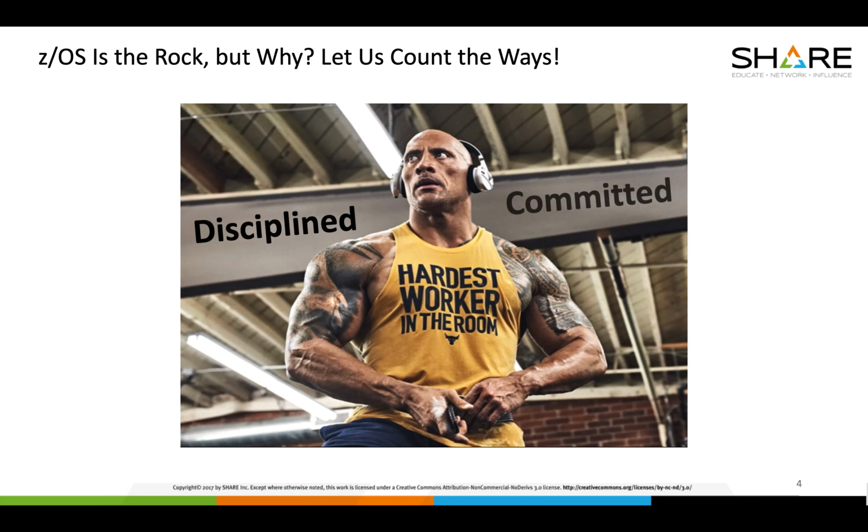And so much like Dwayne Johnson here, he didn't always look like that. But at some point, he entered into an agreement with himself that said, I'm going to be the hardest worker. And in order to be the hardest worker, I have to be disciplined and committed. And this was the rock that I had in mind when I chose this title.